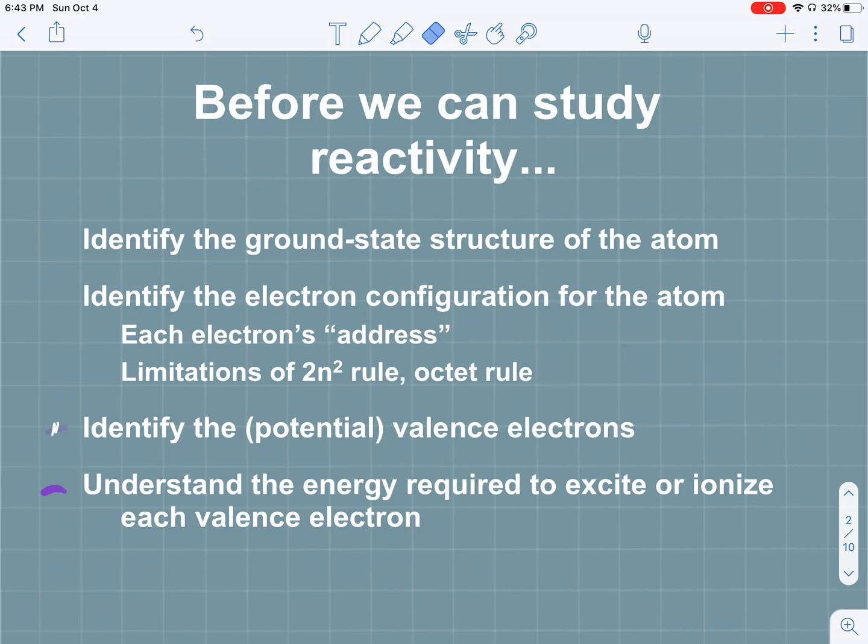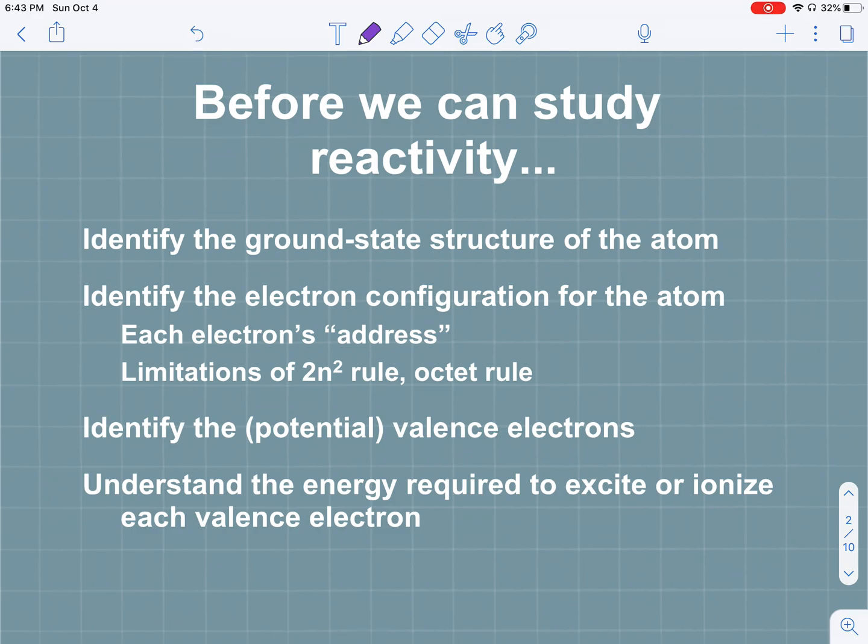Then we need to identify the potential valence electrons. Valence electrons are the outermost electrons of the electron cloud, and they are the ones that really participate in chemical reactions. So we go through and identify the entire electron structure of the atom, but in reality, we're only concerned about specific electrons that are available to participate in chemical reactions, and those are what we call the valence electrons.